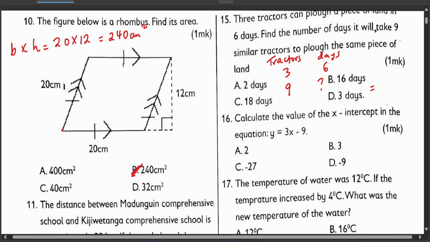So how do you calculate? So mwanzo above the question mark, out of the days utaanza na days, then you introduce the multiplication sign. So ajiuliza kama tractors 3 imetumia siku 6 kuplow ile farm, what about 9 tractors? Will those 9 tractors take less days ama more days? Watachukua siku zaidi ama siku kidogo? Obviously si ziko nyingi, so obviously they will take less time. So the more it is, the lesser the time it will take.